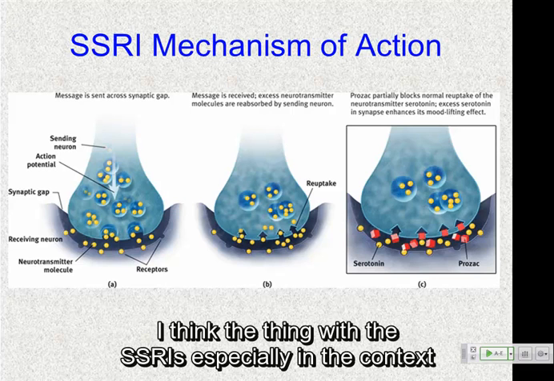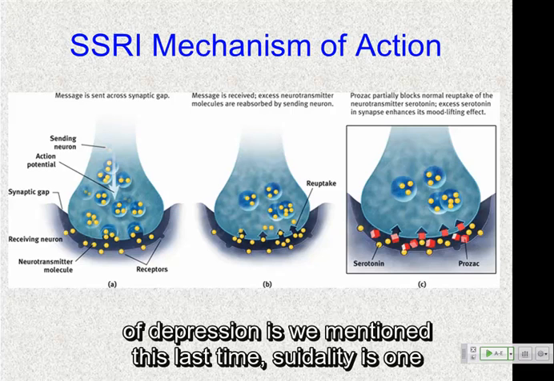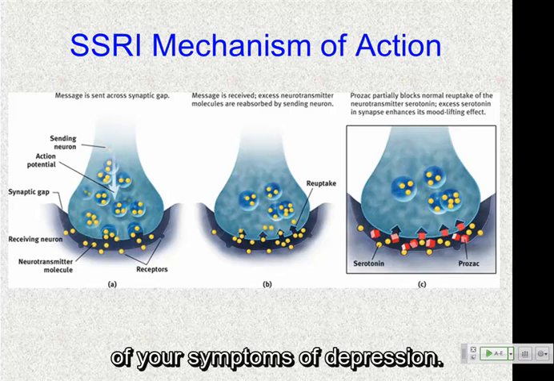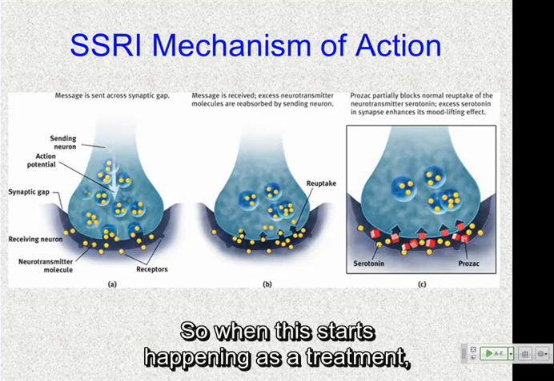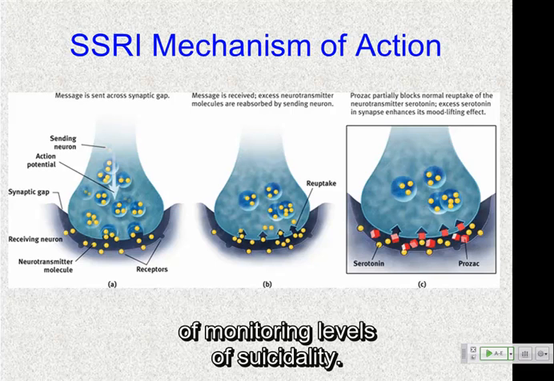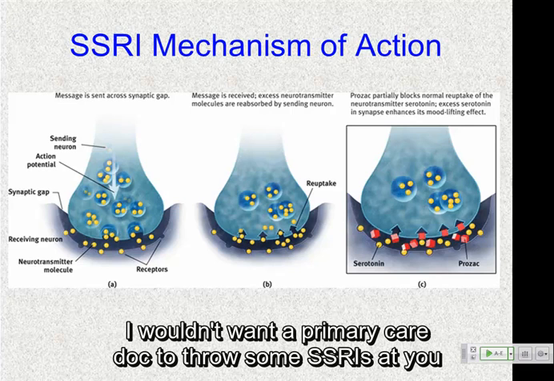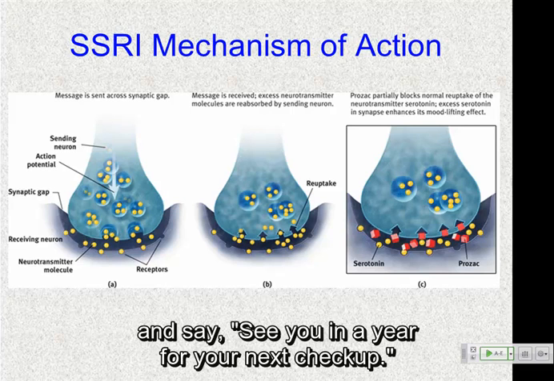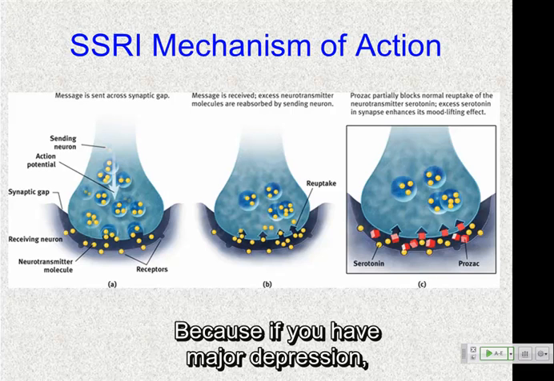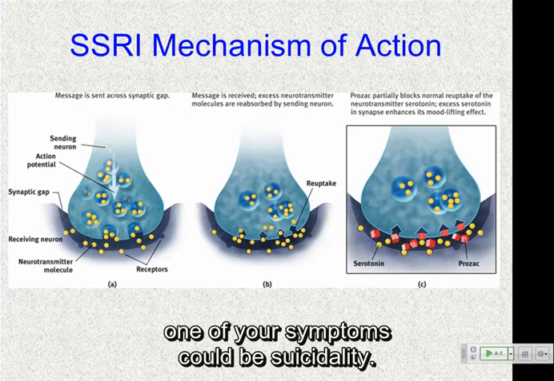I think the thing with the SSRIs, especially in the context of depression, is, we mentioned this last time, right? Suicidality is one of your symptoms of depression. So when this starts happening as a treatment, you need to be aware of monitoring levels of suicidality, right? I wouldn't want a primary care doc to throw some SSRIs at you and say, see you in a year for your next checkup, okay? Because if you have major depression, one of your symptoms could be suicidality.